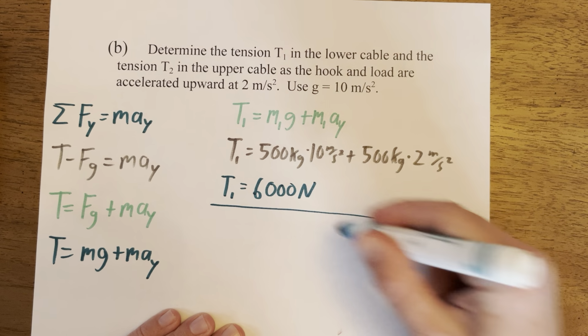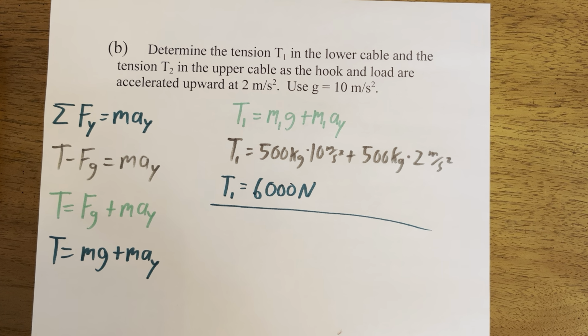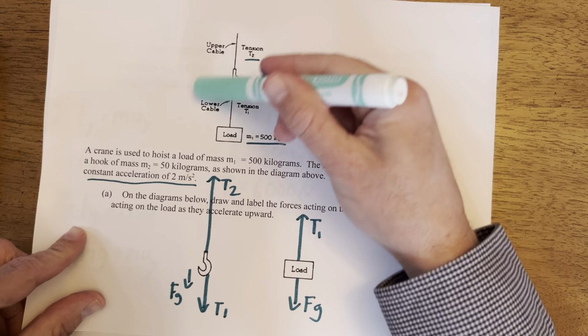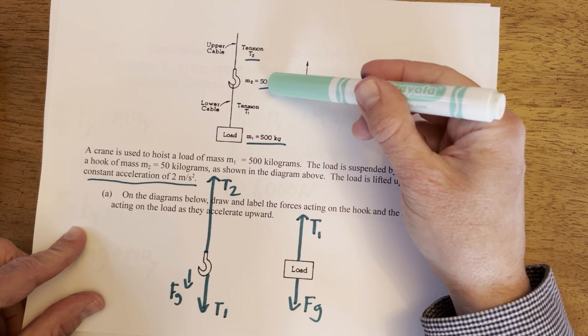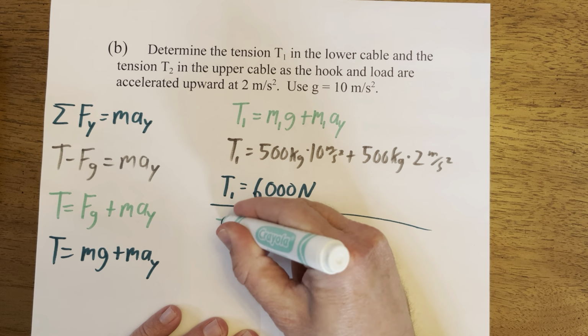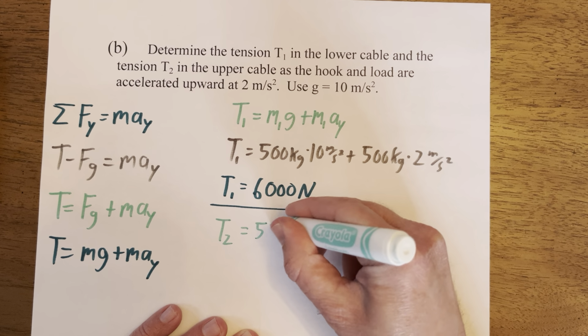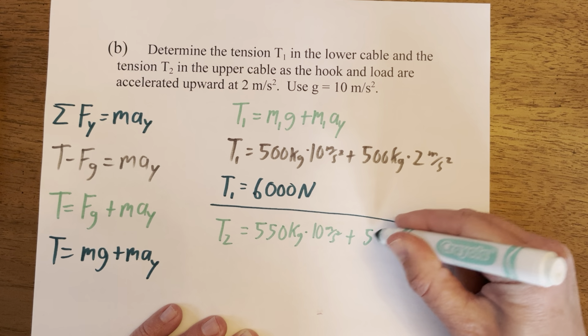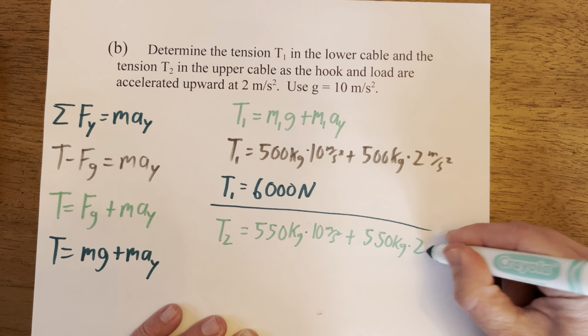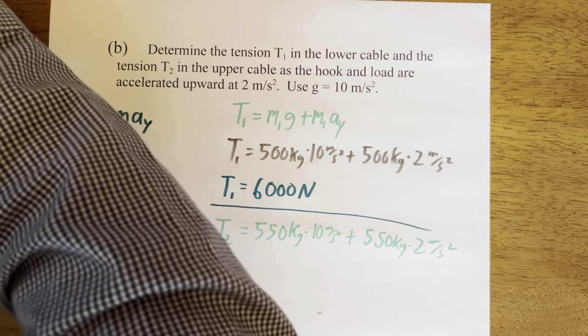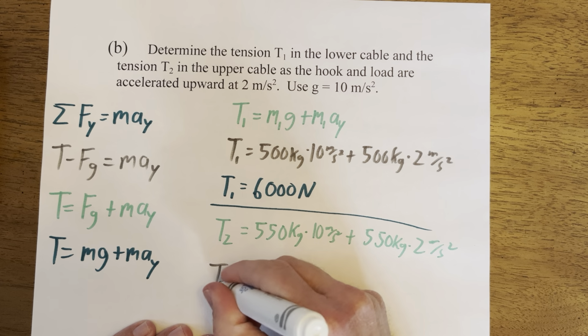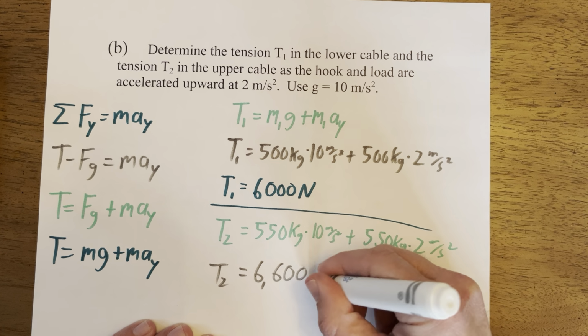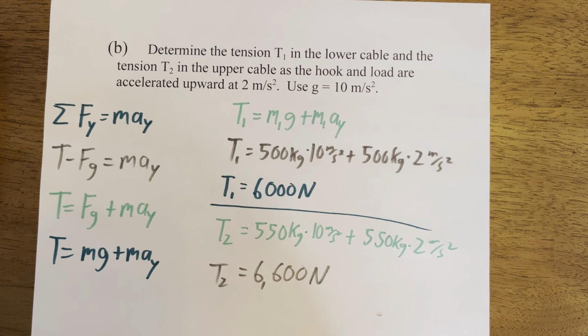Now let's go and do this again, but for the upper cable here. Now be careful when you go to do it with the upper cable, because remember, this upper cable is pulling all of this mass. There's a mistake to want to just put in 50 kilograms, but T2 pulls it all. And so we got to plug all of that in when we go to do this. So then T2 will equal, we'll replace this mass with 550 kilograms times 10 meters per second squared plus, again, 550 kilograms times an acceleration of 2 meters per second squared. And so then when we do all of this math right here, we get 6,600 newtons is the tension 2 in the upper cable there.